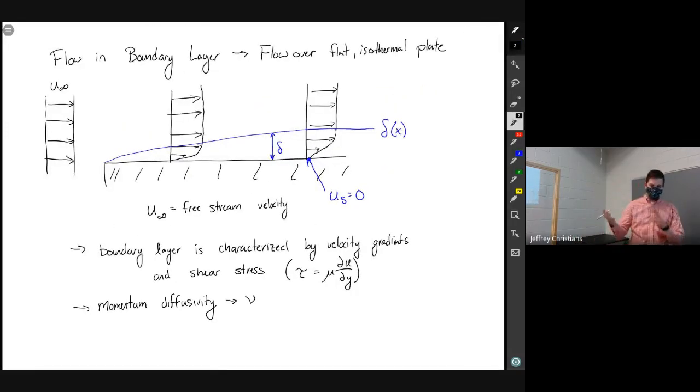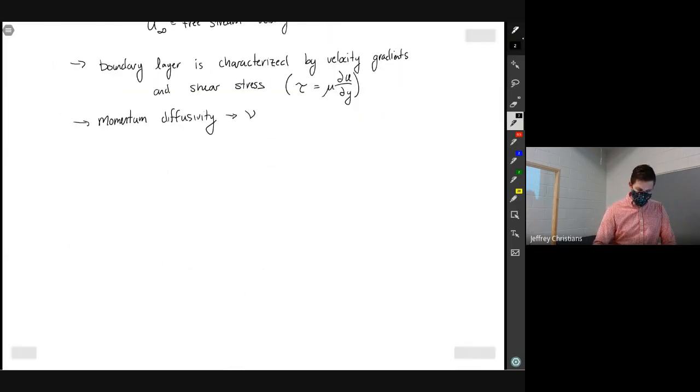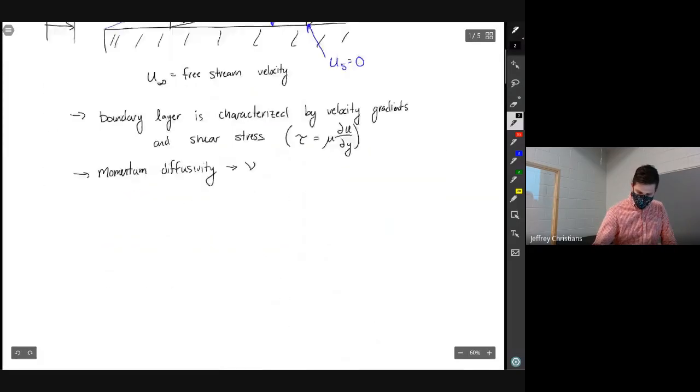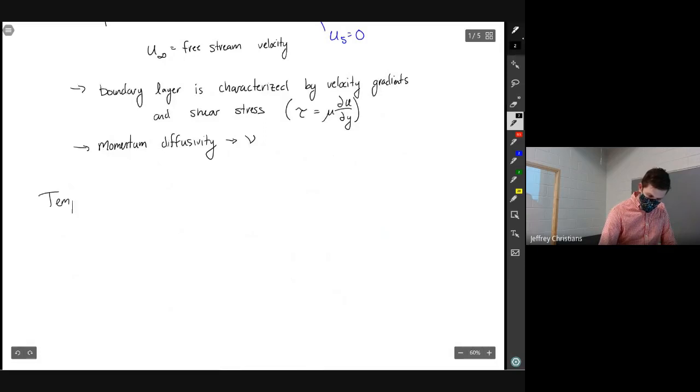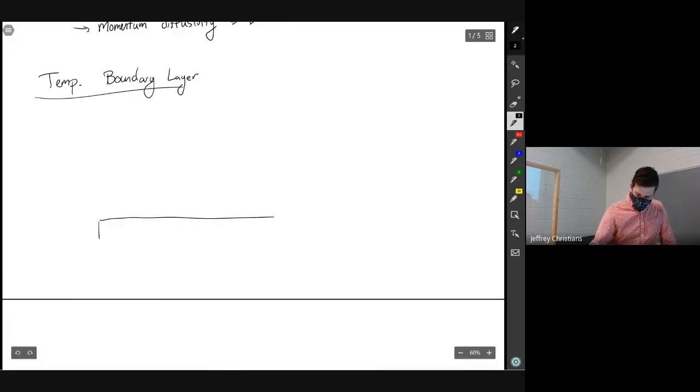Okay, now let's look at what similar things we should see in flow over an isothermal plate. What should we see in the temperature, or what's happening in temperature? So we're going to try to draw the same picture and see where the analogies are.